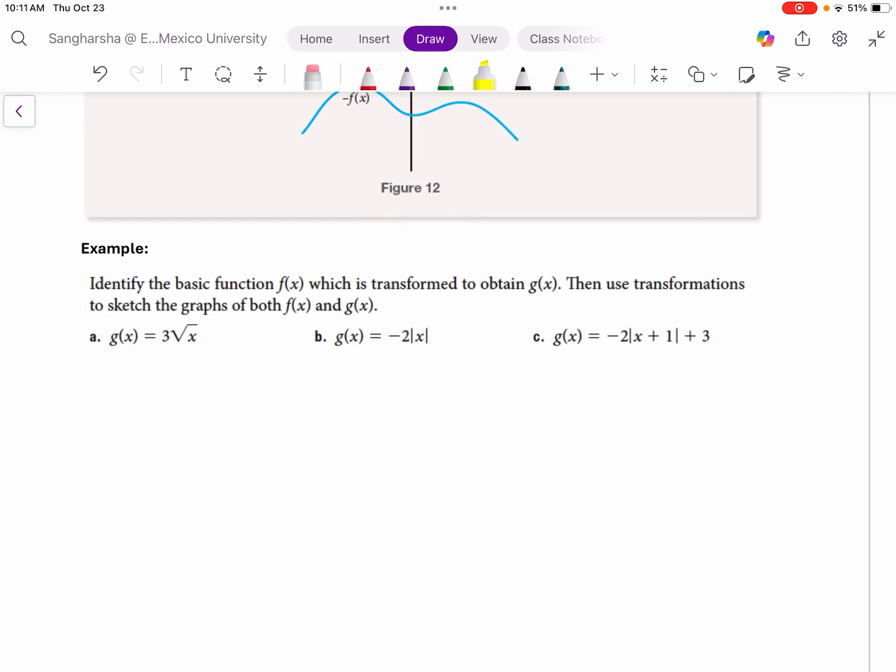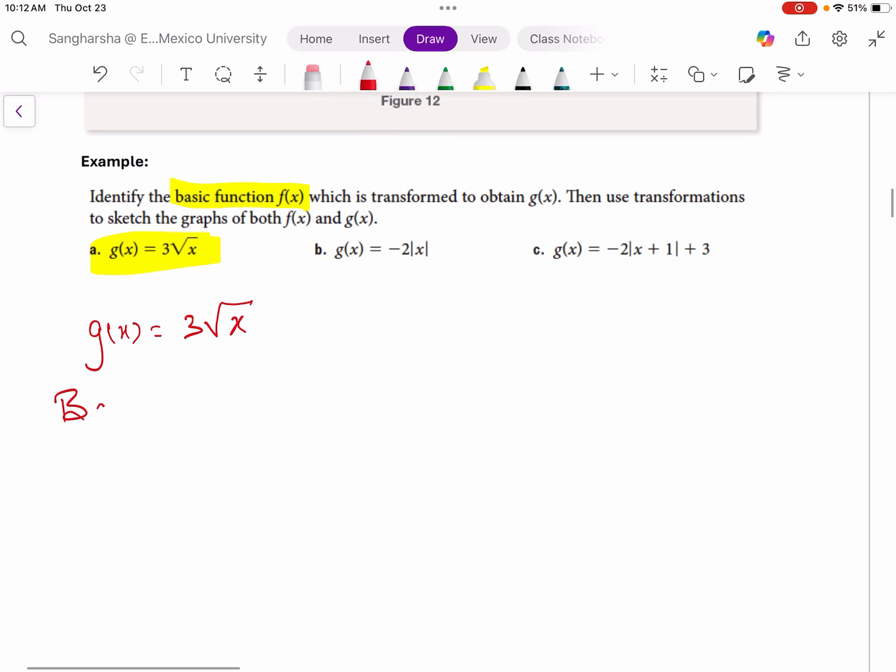Now here we have to identify the basic function, and then we use the transformation to sketch the graph of this function. So here we have g of x equals 3 times square root of x. At first, what type of function is this? What is the basic function for this g of x? It is a square root function, right? So let's write down our basic function. Our basic function is y equals square root of x.